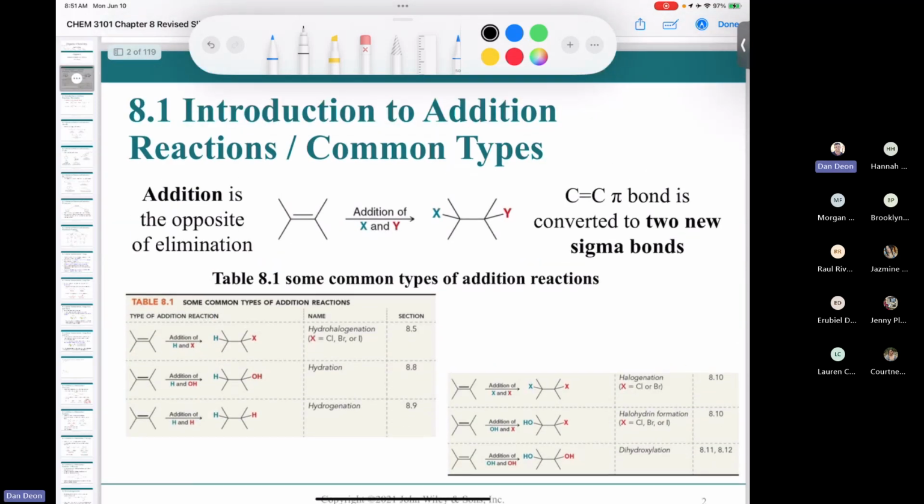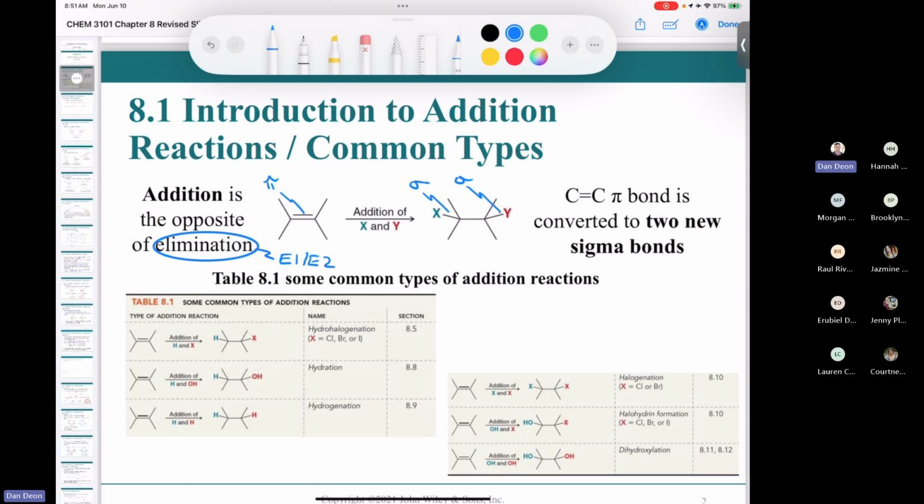Anyhow, with respect to addition reactions, okay, addition is the opposite of elimination. In chapter 7, we covered elimination in detail, right? Elimination, we looked at E1 and E2 reactions, but now we're not doing that. We're taking an alkene and we're going to add something to it, okay? We're going to add two groups here. It says X and Y, so you add one to each carbon of what was formerly the double bond, and we break the pi bond, right? Here, this is a pi bond, and we end up making two new sigma bonds along the way.